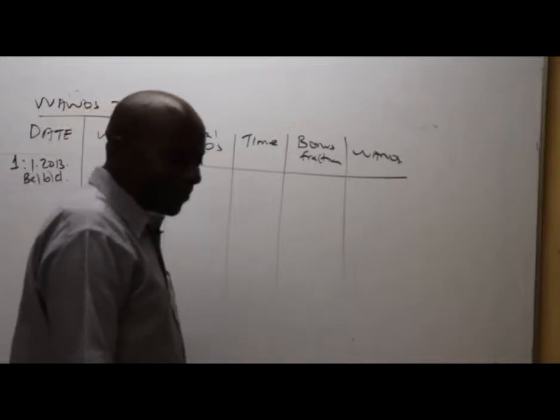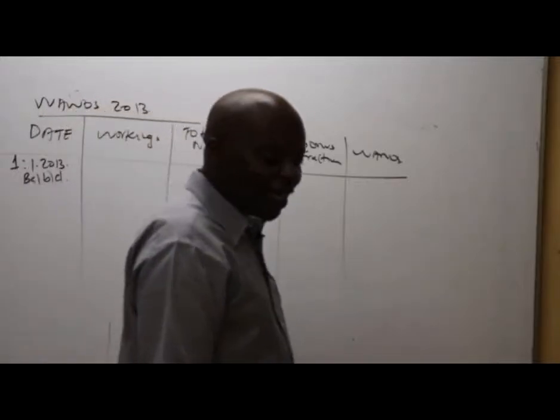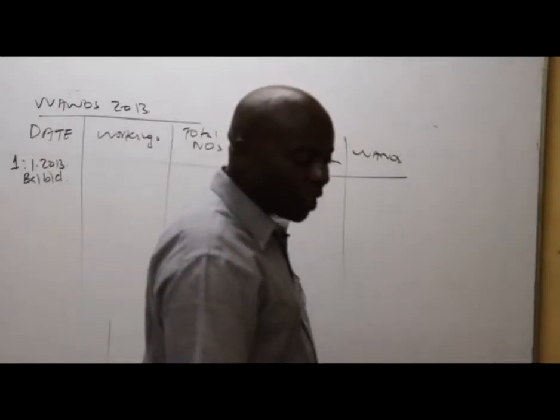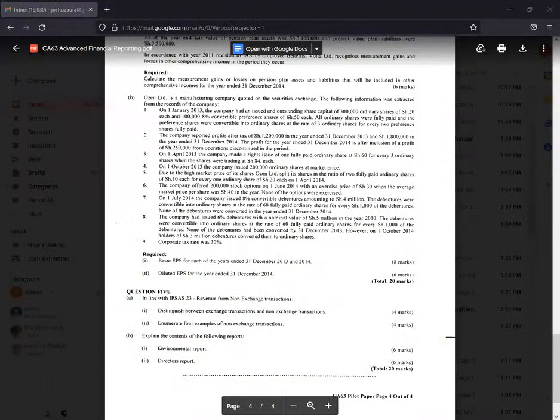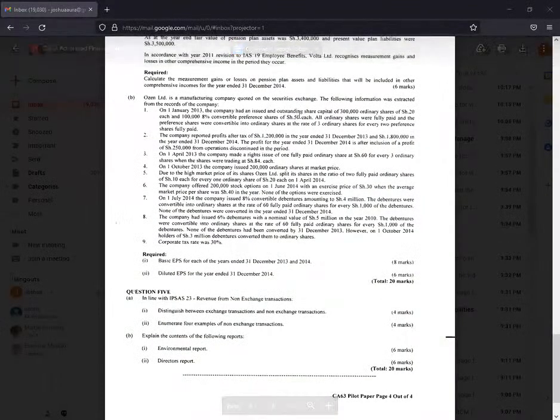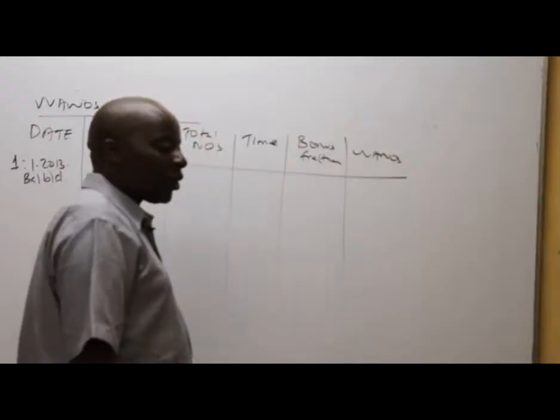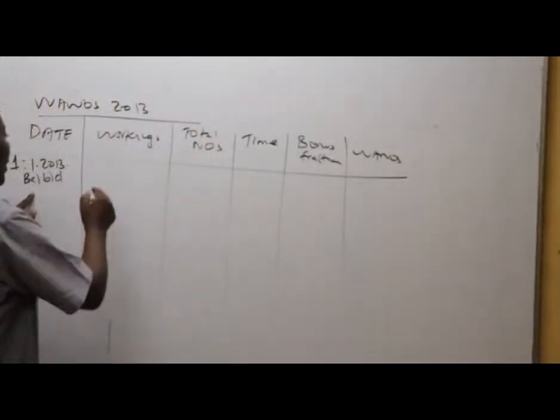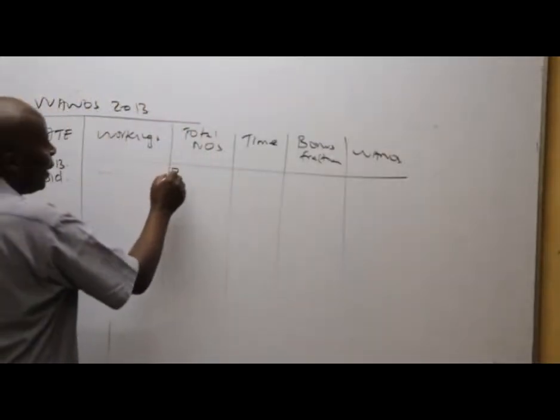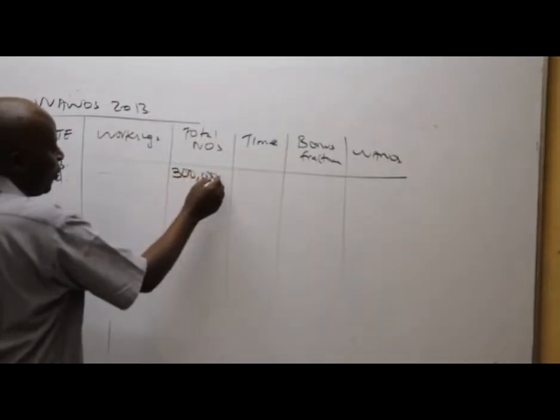300,000? Please don't bring preference shares here. Here we are only bringing one-offs. We are only bringing a number of ordinary shares. So in this case, on 1st of January, the company had an issued and outstanding share capital of 300,000 ordinary shares. And please remember, we bring the number of ordinary shares. So in this case here, balance brought down, the working. So the total number that we began with was 300,000.